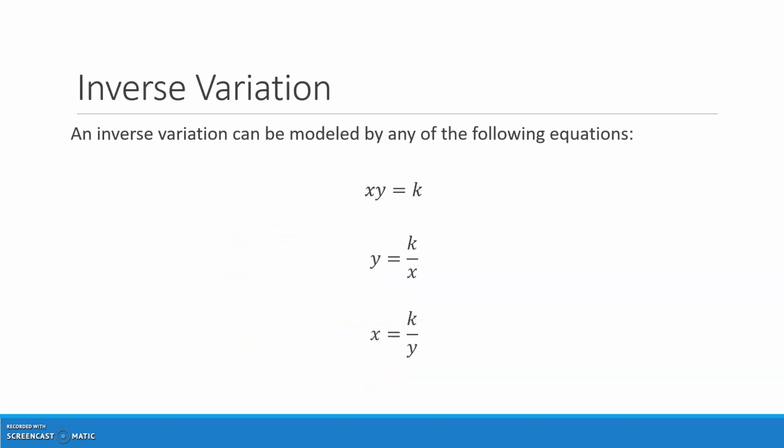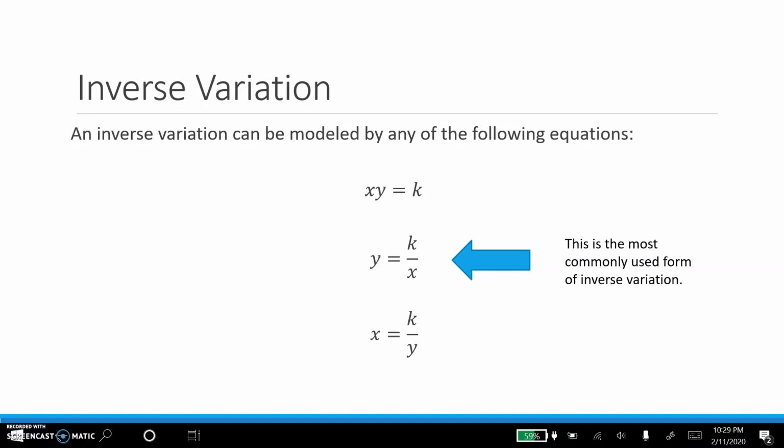So in this unit, we're going to talk about inverse variation. So an inverse variation can be modeled by any of the following equations. Notice that this middle one here is the most commonly used form of inverse variation. The most commonly used, but these other forms are also possibilities.